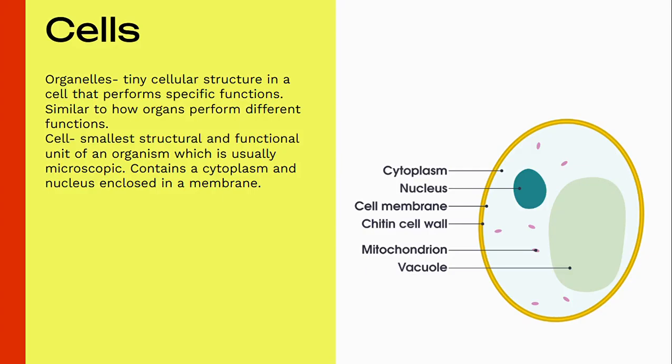We have dent for tooth, di for two or double, dia for through or across. Next, we have just a couple things going over cells in the body, or I guess cells in general technically. So we have organelles in our cells, which are tiny cellular structures that perform specific functions, similar to how each organ has its own individual function. A cell is the smallest structural and functional unit of any organism, which is usually microscopic, and it contains a cytoplasm and nucleus enclosed in a membrane.